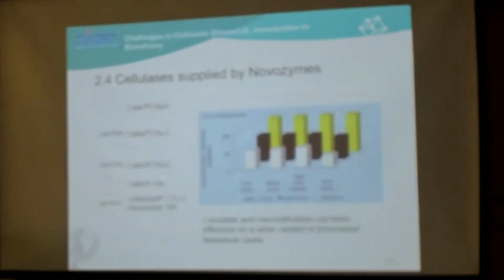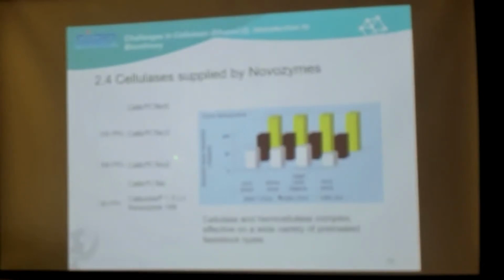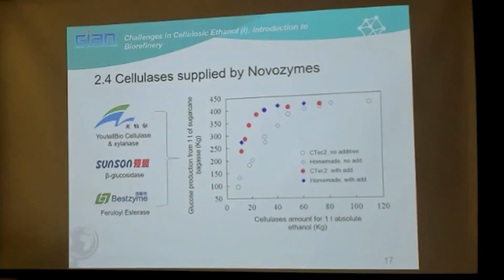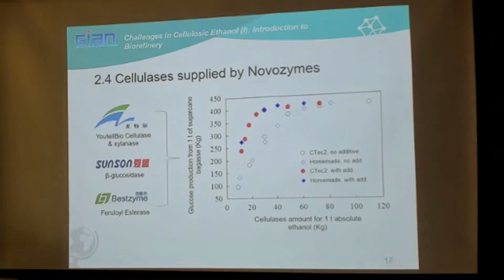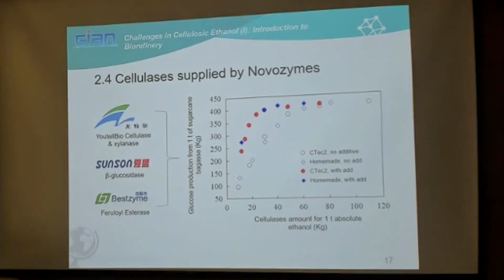Because the price of CTEC2 is very high in China, it sells for 40 Chinese yuan for 1 kilogram of liquid. We want to reduce the cost of enzyme, so I tried to test all the activities in CTEC2, and I made a similar one. All of the components are made in China, but they are from different species. They have different activities and I combined them together, including the cellulase and xylanase from Youtell. Youtell is also a famous enzyme supplier in China.